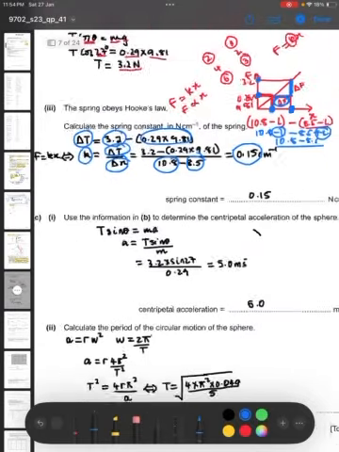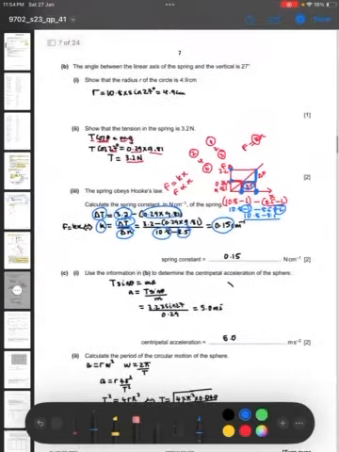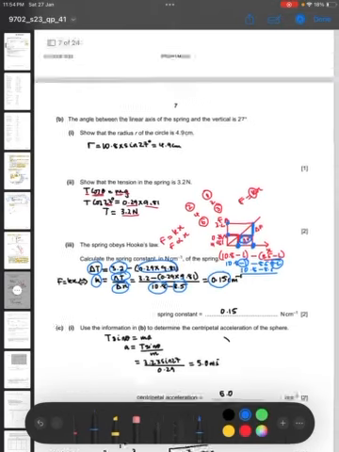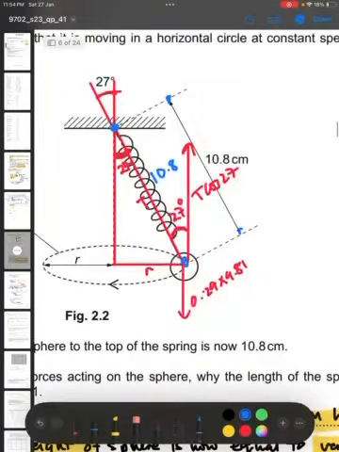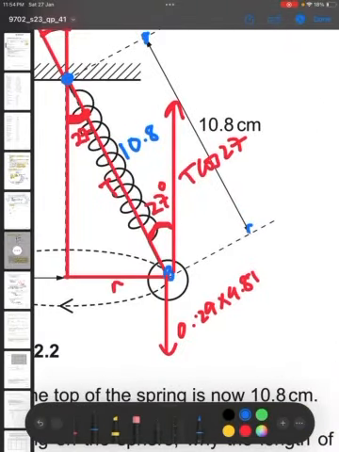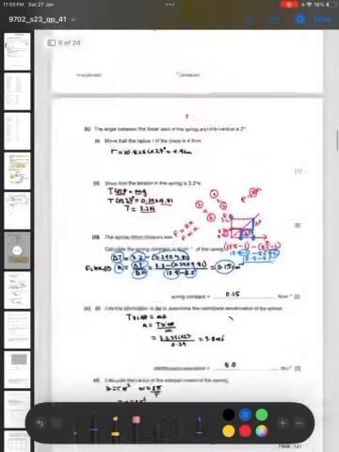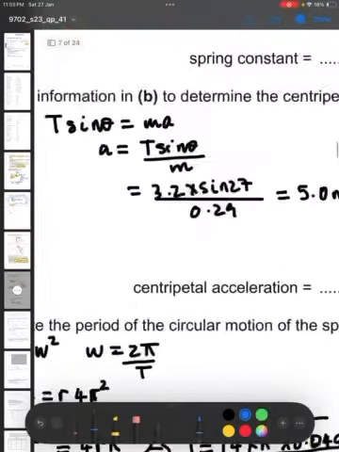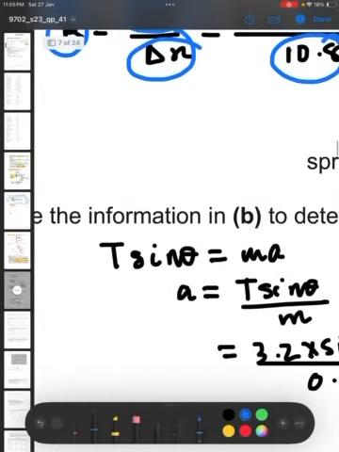Use the information in B, the previous question that we just did, all of it, B1, B2, B3, to determine the centripetal acceleration of the sphere. Now remember, I've been telling you that the horizontal component of the tension gives us the centripetal force. We now know the tension, that is 3.2, and we know that the horizontal component of it will give us the centripetal force. And if we find the centripetal force, we'll find the centripetal acceleration, since we know the mass of the sphere anyway. So that's what we are going to do. It's a very short thing. We are not going to waste our time here.